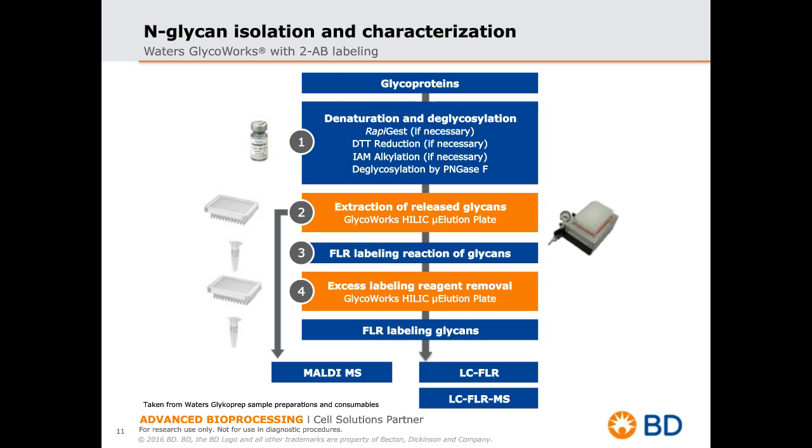Excess label is removed with a second round of HILIC microelution-based purification, shown in step 4, to yield the final purified and labeled N-glycan. The labeled N-glycan is then analyzed on a UPLC with a fluorescence detector with a HILIC-based separation column. It is also possible to perform LC-MS analysis with the labeled glycans or MALDI-MS with the glycans extracted from step 2.